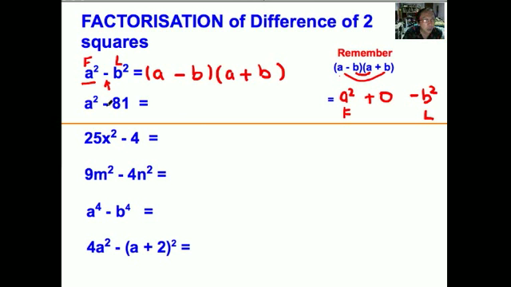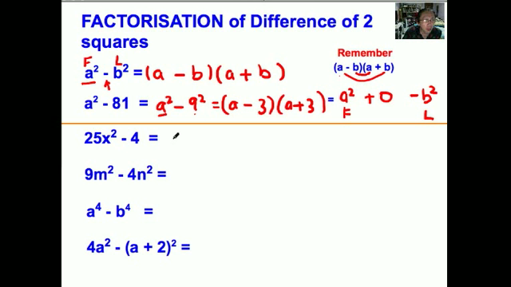In the second example, we can write this as a squared minus 9 squared, so that we have a difference of 2 squares. And this will factorize again to a factor that is negative and positive. First term, a times a. And the last term, 3 times 3.